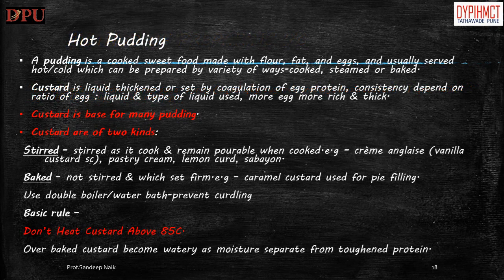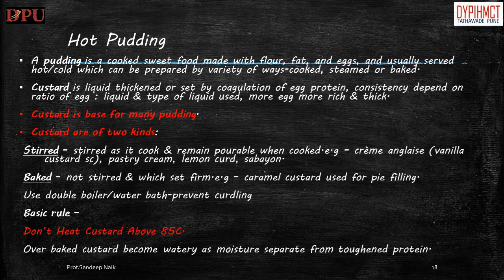Hot pudding. Definition. A pudding is a cooked sweet food made with flour, fat, and eggs, and usually served hot. It can be prepared in a variety of ways like steamed or baked. Custard is liquid thickened or set by coagulation of egg protein. Consistency depends on the ratio of egg to liquid and the type of liquid used. The more egg, the richer and thicker the mixture will be. Custard is the base for many puddings.